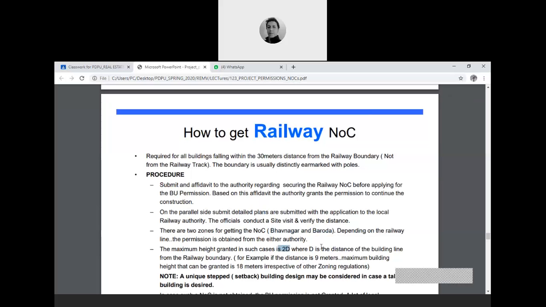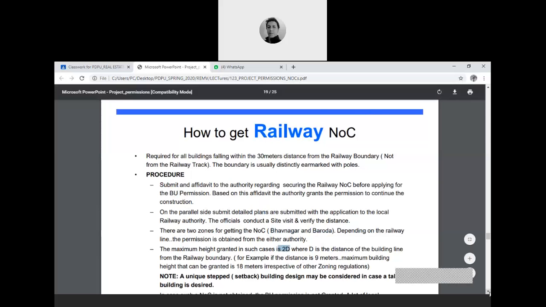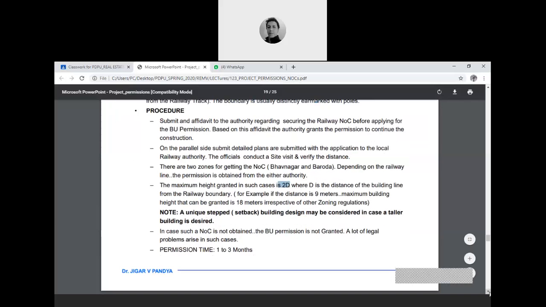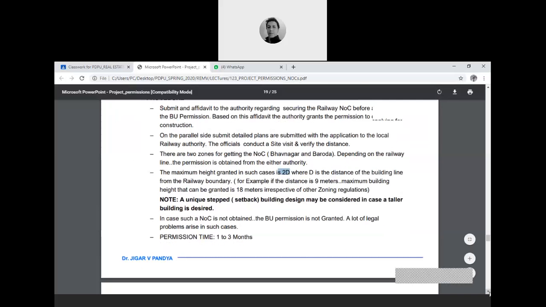Although the FSI or whatever may allow you to build higher, if you're falling within that distance, you cannot exceed this height. And this is usually left for safety concerning railway lines. Time is 1 to 3 months. So in case an NOC is not obtained, the BU permission is not granted.